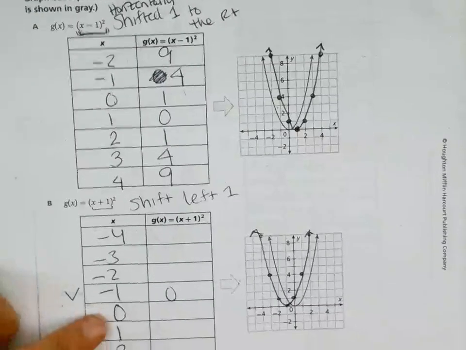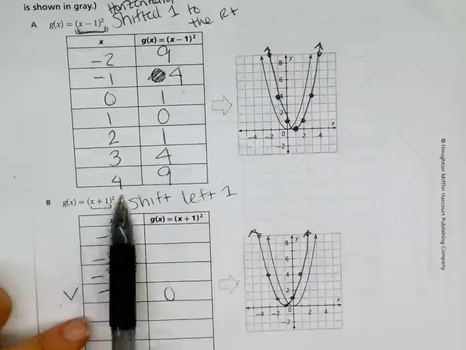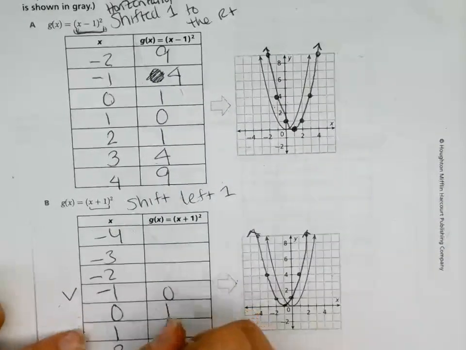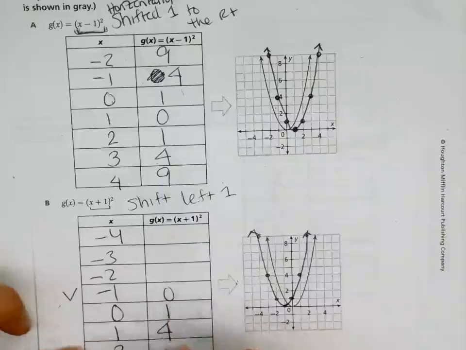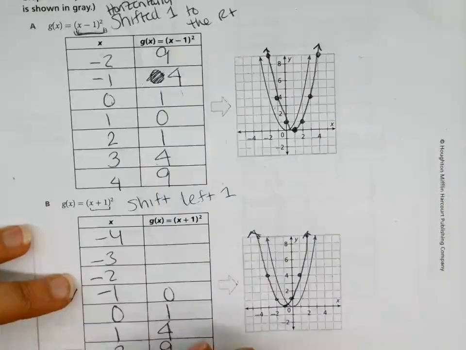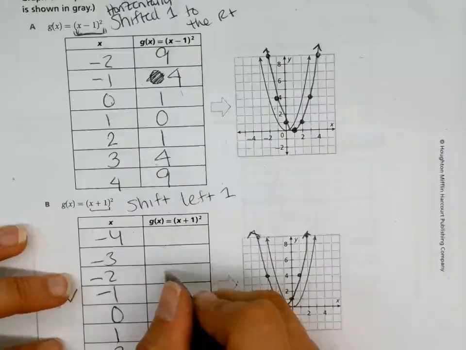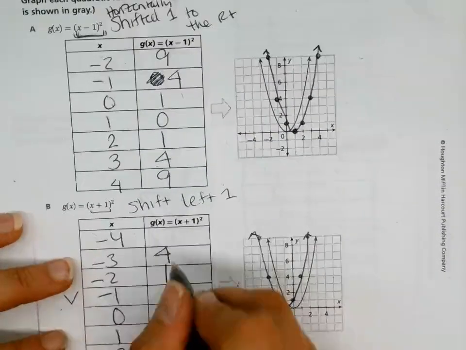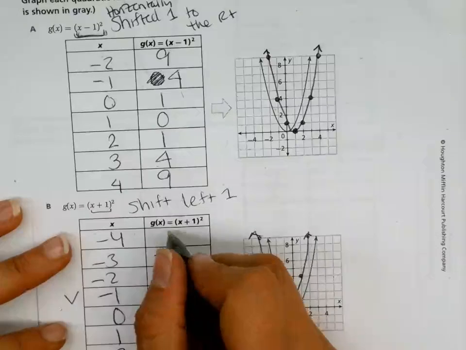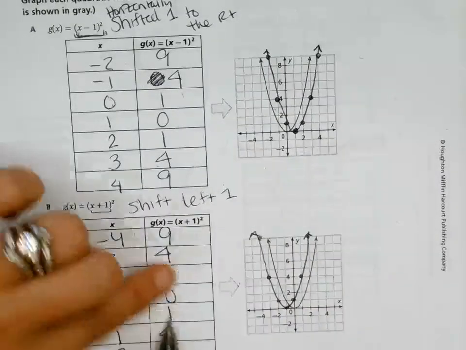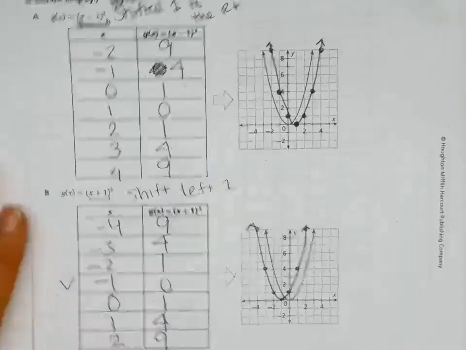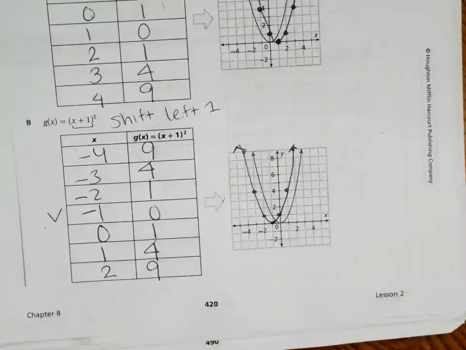So if I plug in a -1, -1 plus 1 is 0, 0 squared is 0, it checks out. 0 plus 1 is 1, 1 squared is 1. 1 plus 1 is 2, 2 squared is 4. 2 plus 1 is 3, 3 squared is 9. -2 plus 1 is -1, -1 squared is 1. -3 plus 1 is -2, -2 squared is 4. -4 plus 1 is -3, -3 squared is 9. You have that nice mirroring going on, and those points are the points that I already put on the graph, so I know that I am good. I know that I graphed this appropriately.